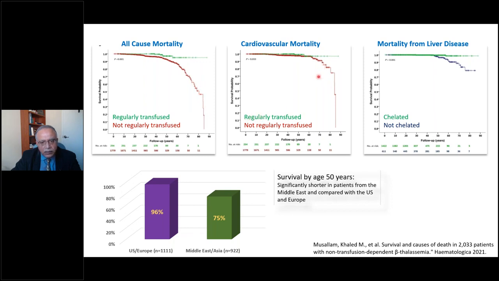And a lot of that comes from cardiac disease. And the liver disease is more prevalent in patients who are iron overloaded, but they are not chelated. There is also a difference between the survival of patients who are followed in the US and Europe versus the Middle East and Asia, indicating that management practices do influence the survival of patients.